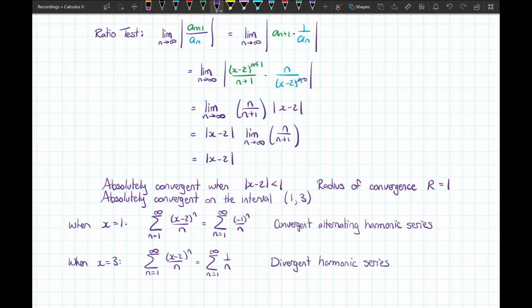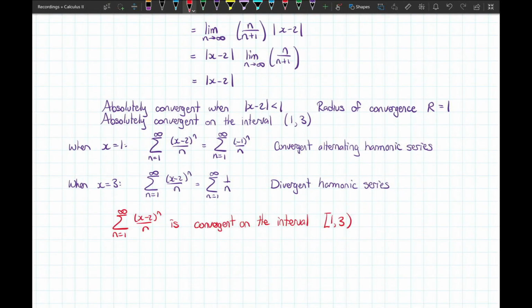So that means that we have a radius of convergence r equal to 1, and it's absolutely convergent on the interval from 1 to 3, but it's also convergent at one of those endpoints. So to answer the question fully, we can say that our power series is convergent on the interval from 1 inclusive to 3 non-inclusive, and we can say that the radius of convergence r is equal to 1.